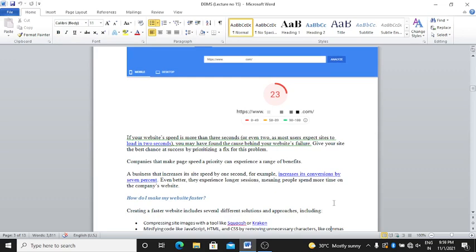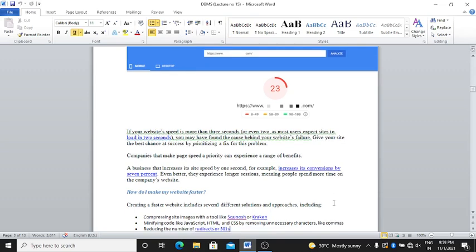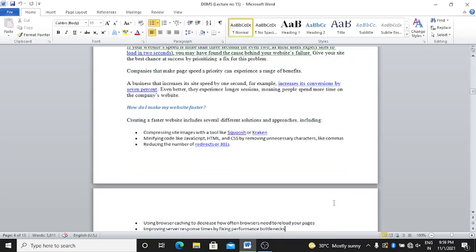A business that increases its site speed by 1 second, for example, can increase its conversion by 7%. Even better, they experience longer sessions, meaning people spend more time on the company website. Okay, how do I make my website faster?